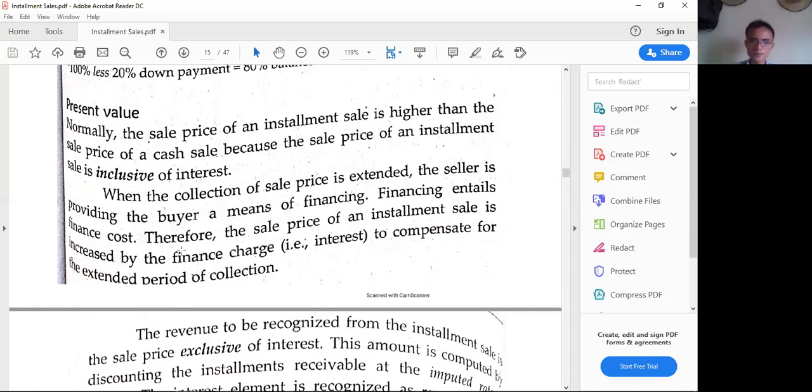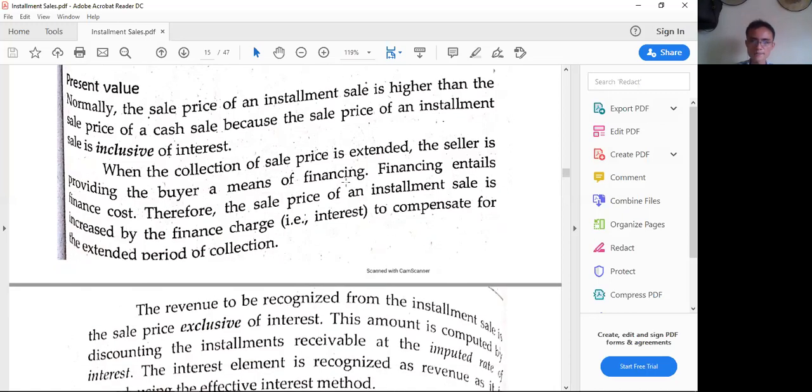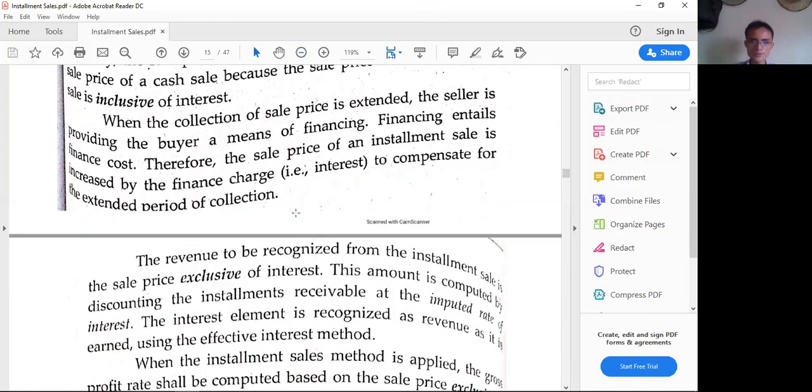contract. So when the collection of sale price is extended, the seller is providing the buyer a means of financing because the buyer doesn't have to pay it immediately, so the buyer can make use of whatever asset is acquired without paying it yet and can use that in business. And because of that, we have to charge a seller's finance cost. So this is why the selling price is higher, because interest is also added. The finance charge is the interest, of course. So this is one way for us also to earn in the contract, aside from the gross profit that we basically charge on top of the cost.